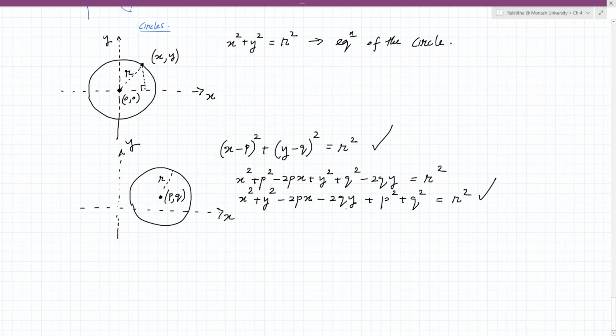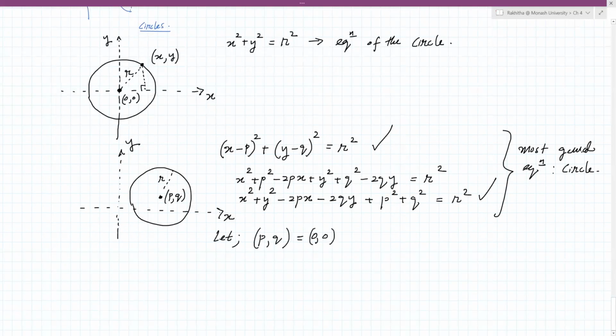Now we will try to deduce the simplest case, what I introduced here, from the most general case, right? So this is the most general equation for a circle. Let P comma Q be 0, 0.